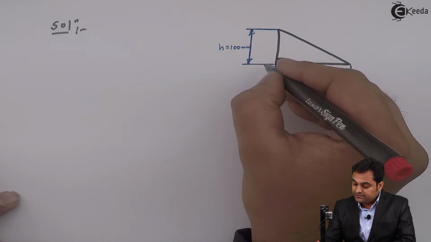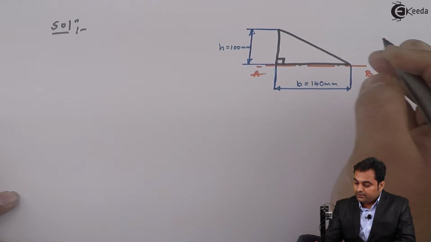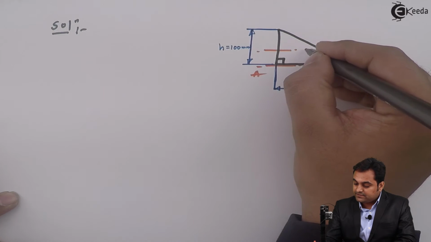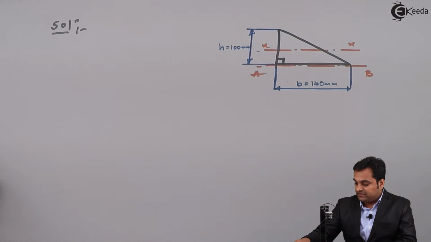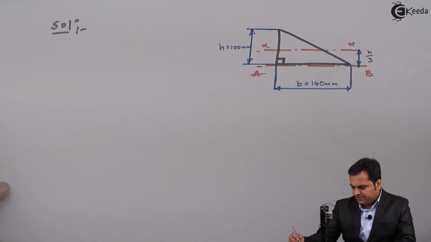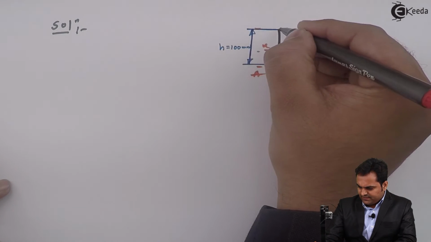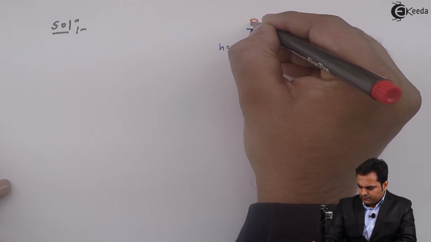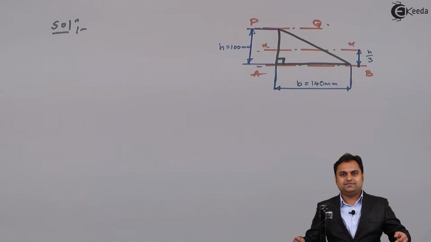First is the base, which is AB. Next is the x-axis, which we know for a triangle is located at h by 3 distance, so it is 100 by 3. Next is MI about the apex, which is PQ. So we have to calculate MI for three different cases.